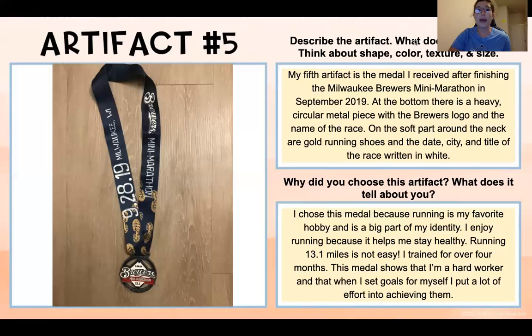So as we just talked about, this is an example of a very good artifact slide. There are lots of details in each box and complete sentences. I spent time rereading my work, checking for errors in capitalization, understanding, punctuation, and spelling.